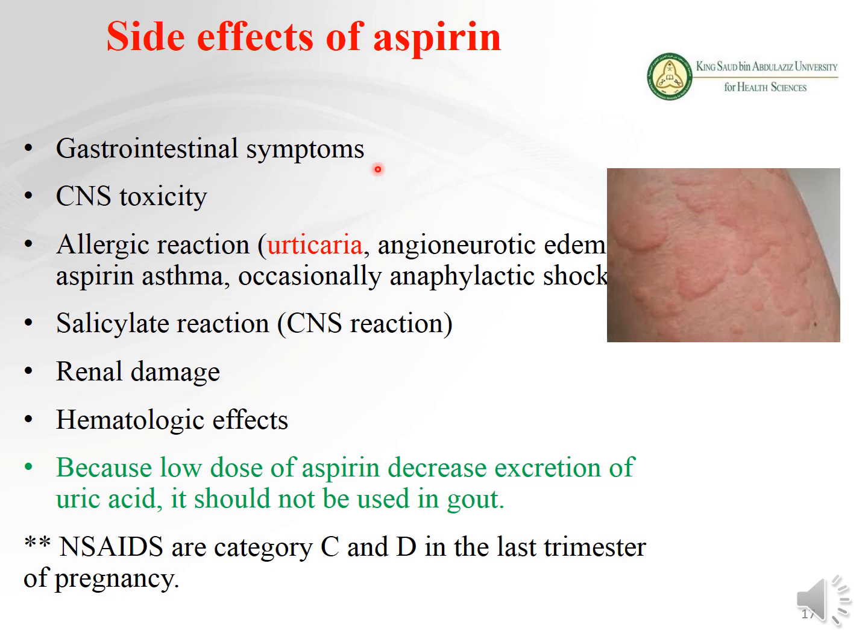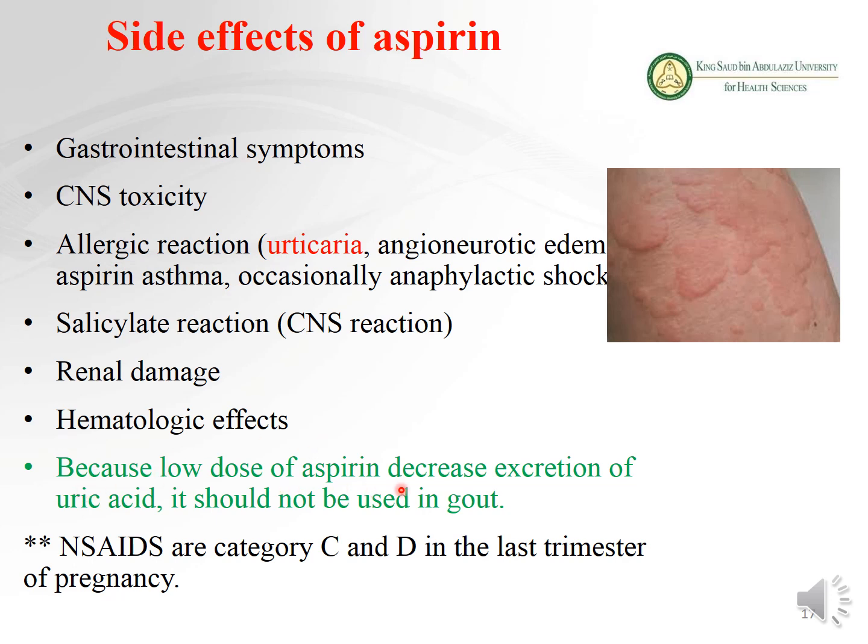Side effects: gastrointestinal symptoms are very common because of the inhibition of the COX-1 enzyme. CNS toxicity, it can have salicylism or CNS toxicity. Allergic reactions, urticaria, angioneurotic edema, aspirin asthma because of the production of leukotrienes, and it can lead to anaphylactic shock. Renal damage that we have discussed, and hematological effects because of the inhibition of the COX-1 enzyme.